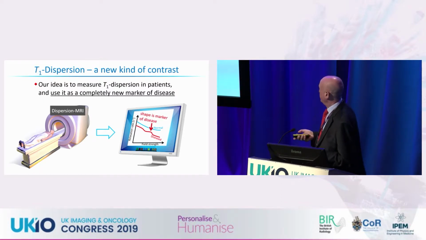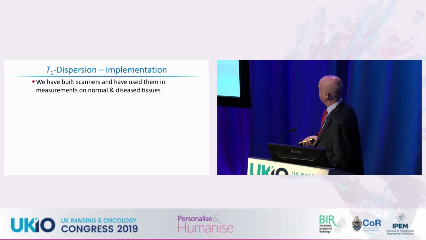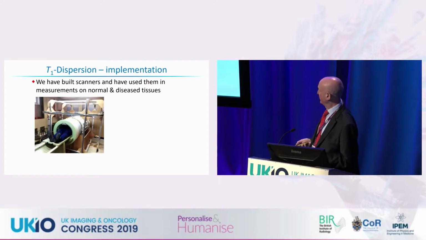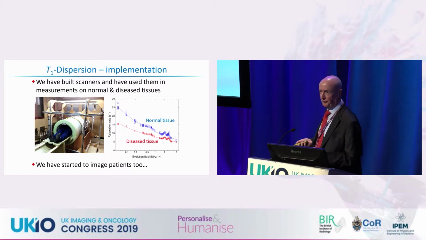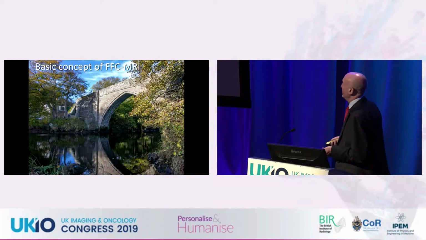So the shape is a marker of disease, as it says. To do this, we've built scanners that we'll see later in the talk, and we've used them in measurements on normal and diseased tissues, and indeed that's what the scanner looks like, and those are the kind of results that we obtain with different curves for normal and diseased tissue, and we've started to image patients as well. So that was the preamble.